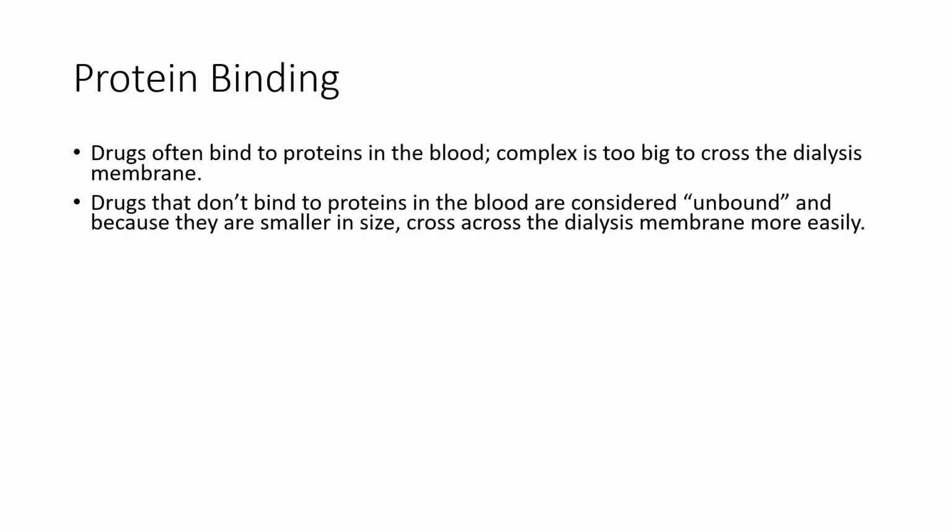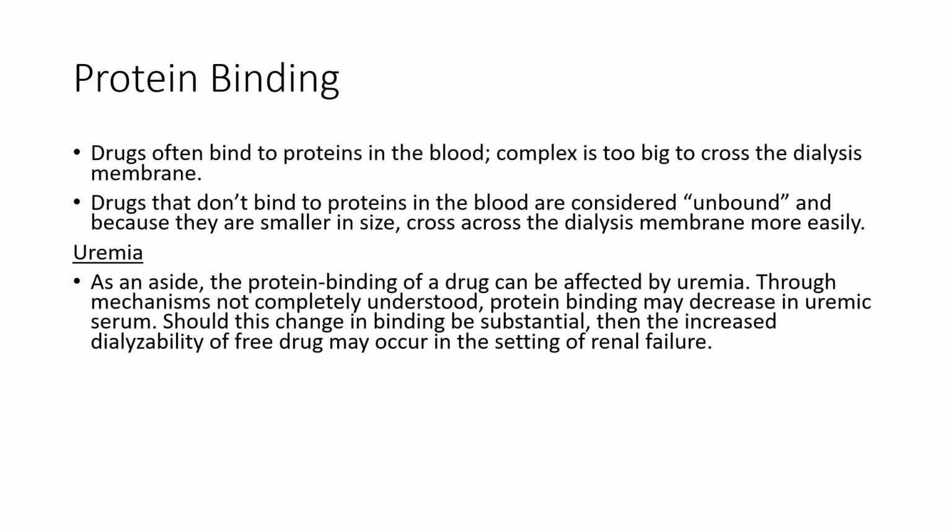Now, drugs that don't bind to proteins in the blood are considered unbound because they're smaller in size, not complexed to a larger protein, so they're able to cross the membrane much more easily. Interestingly, uremia or kidney failure appears to reduce the affinity that certain drugs have for binding with proteins. So in other words, when you have a patient who's on dialysis, particularly if they're uremic and not well dialyzed, then they have more unbound drug in their blood, and that favors removal of the drug with dialysis.